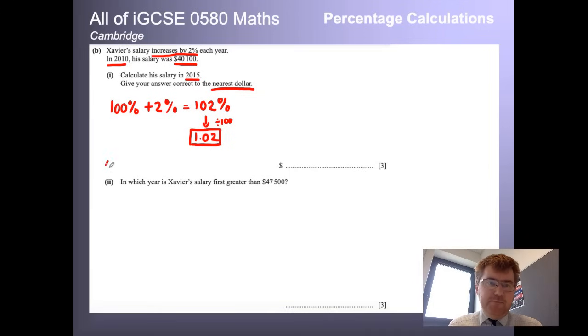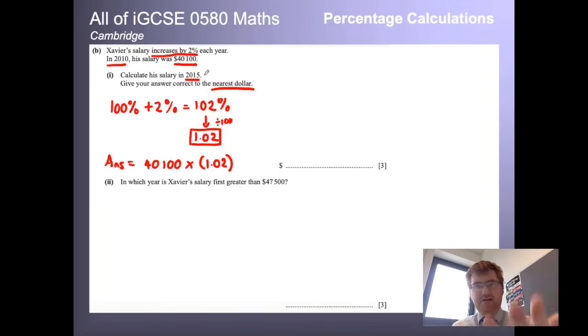So our answer is going to be his original salary, 40,100, multiplied by, you got it, the multiplier, 1.02. And now we need to think the amount of years has gone. So 2011, 2012, 2013, 2014, 2015. That's 5 years. So we need to put a small 5 up here. And this is the calculation we're going to do to work out his new salary. Let's go to the calculator and do it.